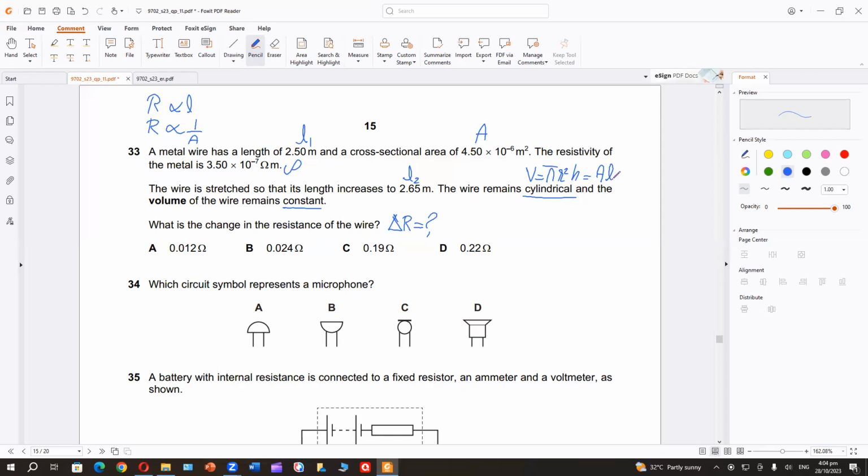So let's start our work. If we know the formula, volume is equal to area into length. V is equal to area into length. So area is inversely proportional to length, since volume is constant. We should first try to find the new length. A1 upon A2 is equal to L2 upon L1. So I have the area 1, the length 1, and the length 2. So please help me to find the area 2, A2.